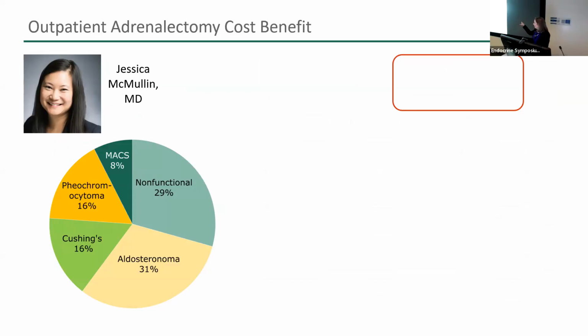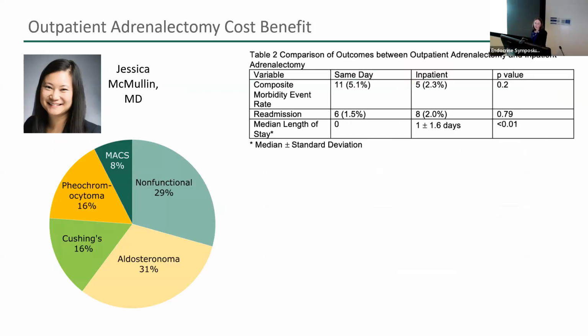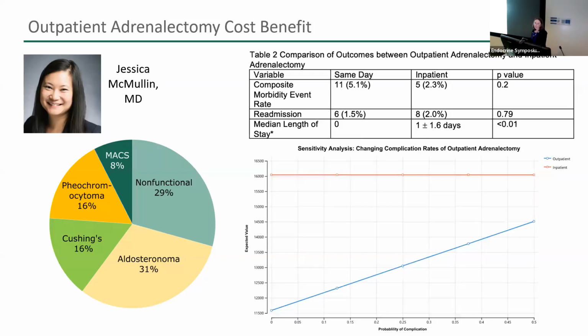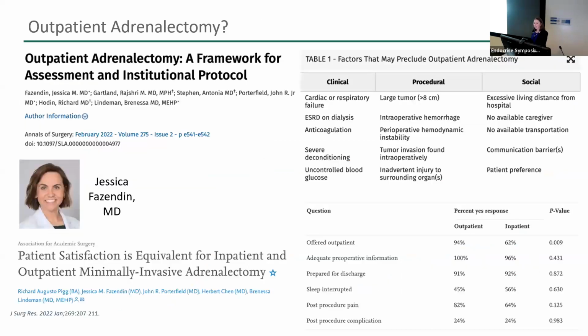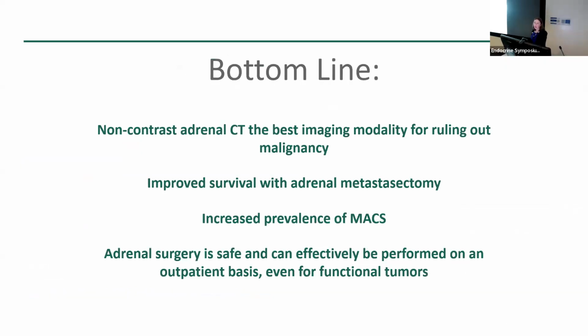You'll see the breakdown of the diagnoses in the pie chart, but they span every type of adrenal surgery indication. And you'll note that the only thing different between these two groups was the length of stay, that there were no differences in composite morbidity or readmission, and that the sensitivity analysis favored outpatient over inpatient adrenalectomy. Lastly, Jessica Fazenine, whose face you've also seen before, published this framework for assessment and institutional protocol that if patients have any of these factors, then we would not consider them for an outpatient procedure, but would rather keep them in the hospital.